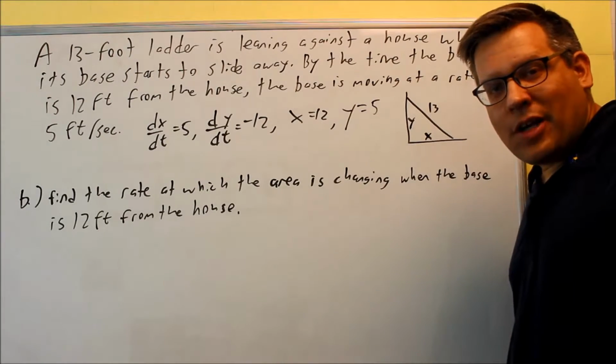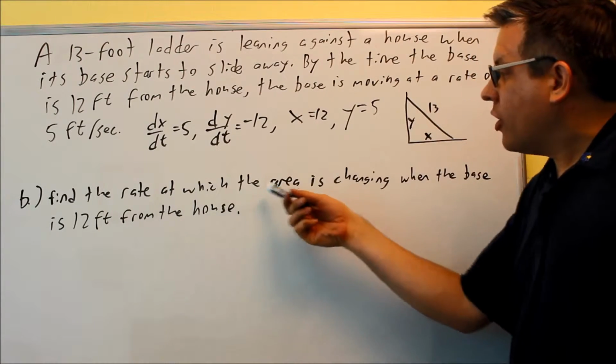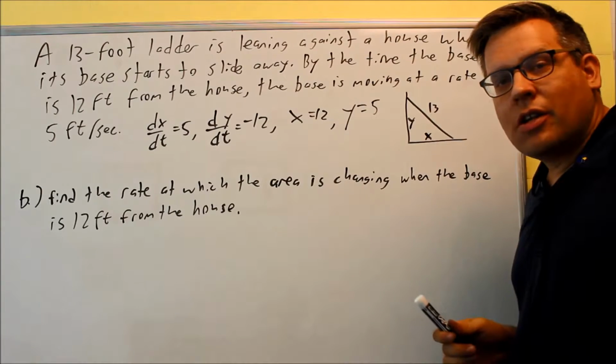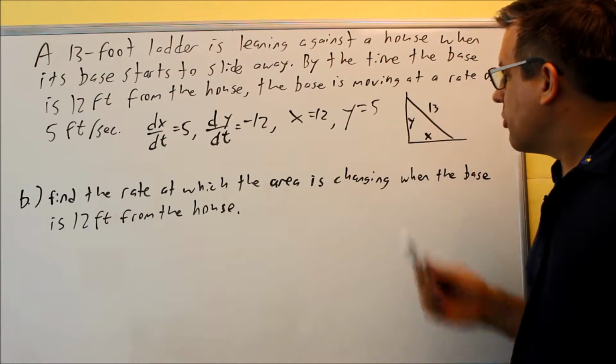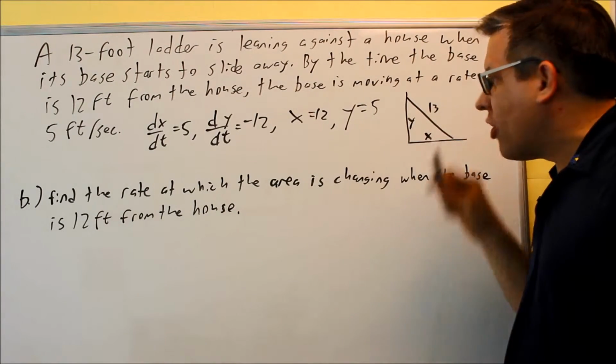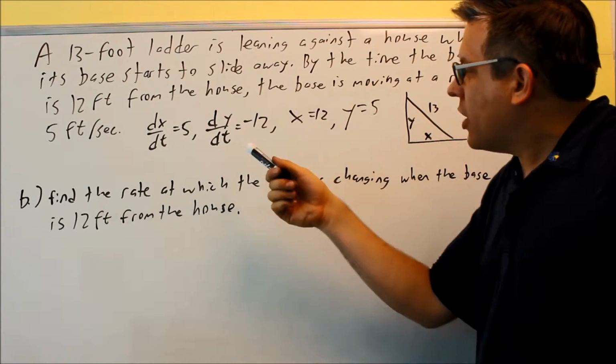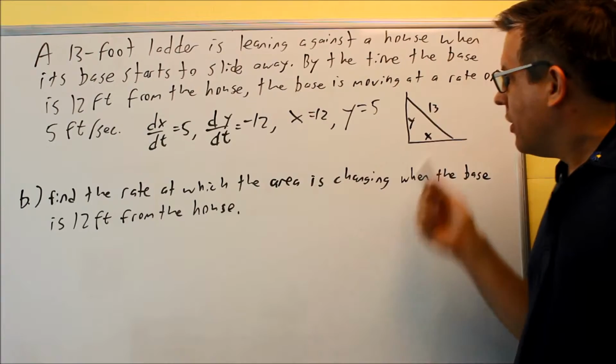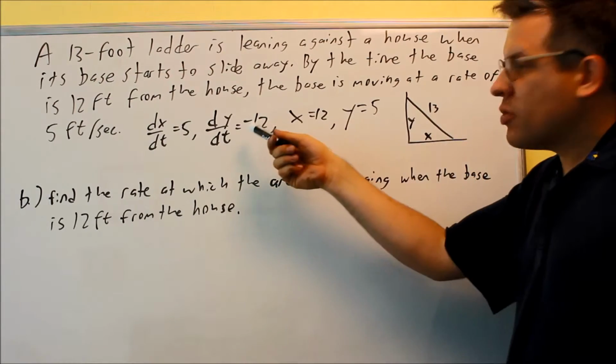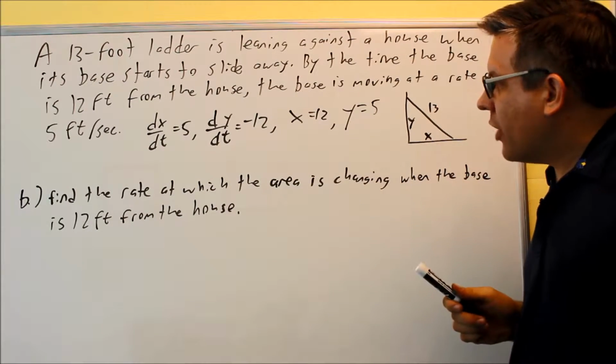Okay, so now for part B, it's asking us to find the rate at which the area is changing when the base is 12 feet from the house. So we still have the same situation. The ladder is still falling out. So in part A, we had all this information, so I rewrote all that again. Here's our picture. That's the result we got from part A, negative 12.